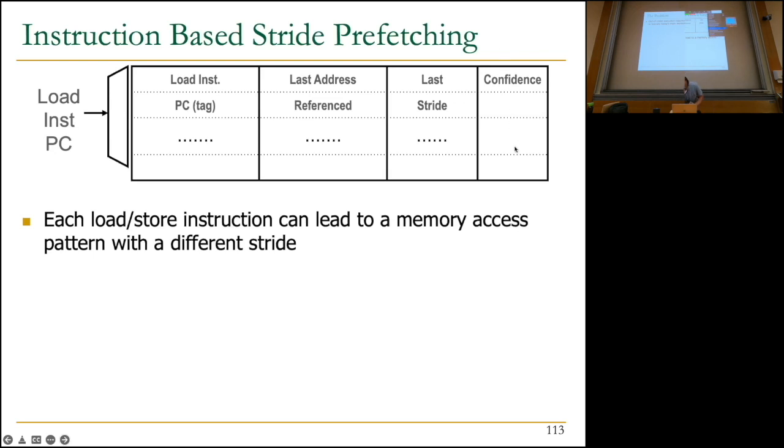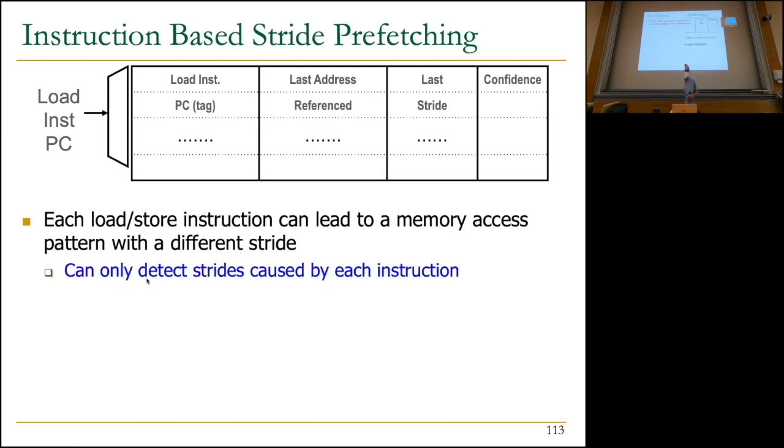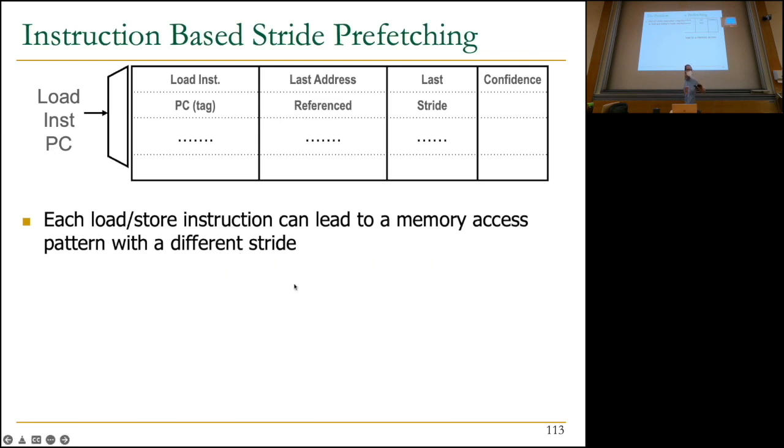Okay, I think so. So basically, the upside of this is each load and store instruction can lead to a memory access pattern with a different stride, right? So you can distinguish between different loads, and we discussed this when we discussed vector processing. If you go back to that lecture, lecture 20, I believe, where we discussed vector processing and each load potentially having a different stride.